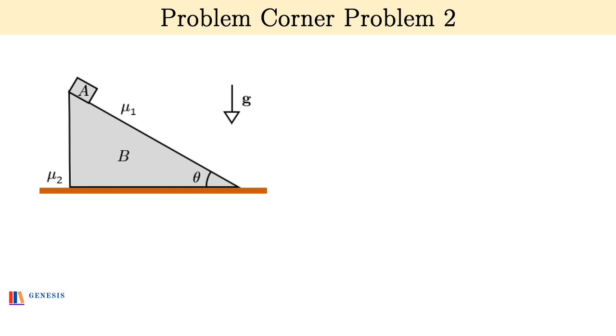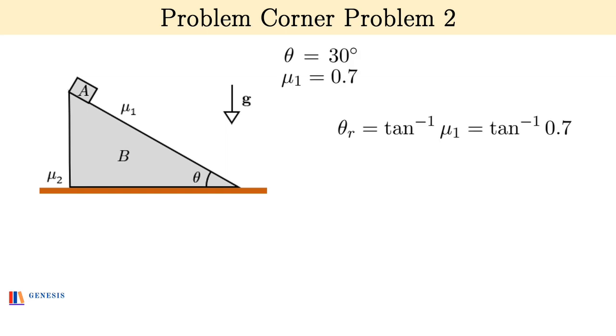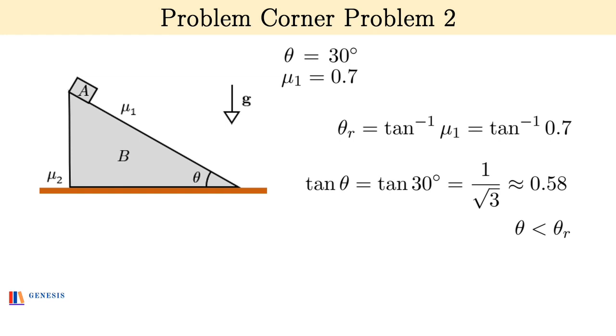The angle of repose will be theta r is equal to tan inverse mu1, which is tan inverse 0.7. Now don't worry about finding tan inverse 0.7 in degrees or something. We don't need to find it. Just note that for the incline, tan 30, which is 1 by root 3, is roughly 0.58. Now this value 1 by root 3, 0.58, you should remember because this is very handy in many calculations. Similarly, we find that tan theta is 0.58. So 30 degrees is actually tan inverse of 0.58.